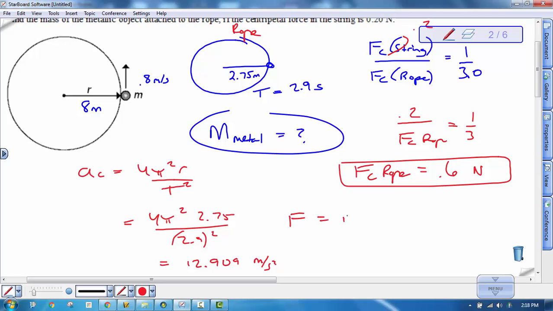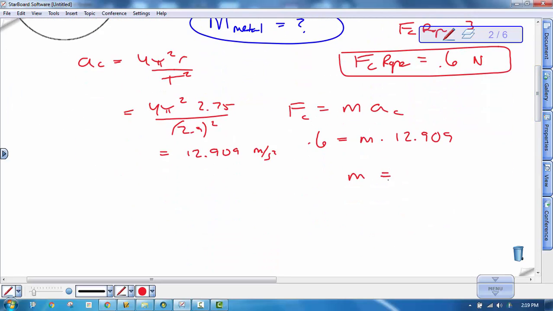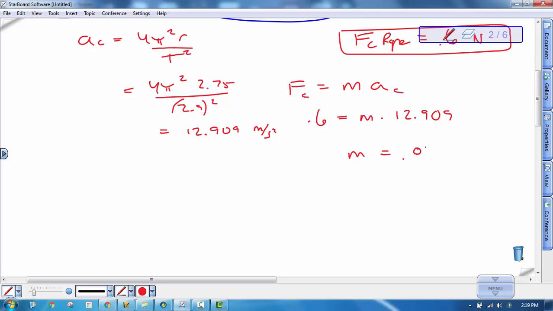Now I'm going to use Newton's second law. Force of centripetal acceleration is equal to the mass times the acceleration centripetal, and we know that that force is 0.6 newtons. We're looking for the mass, and we know the centripetal acceleration is about 12.909. Divide both sides, and you get your answer for mass, which is about 0.04648 kilograms. And I think I wrote that answer as 46.5 grams. So however you want to write the answer.